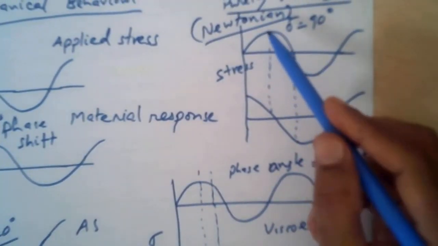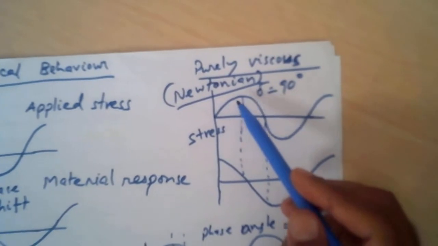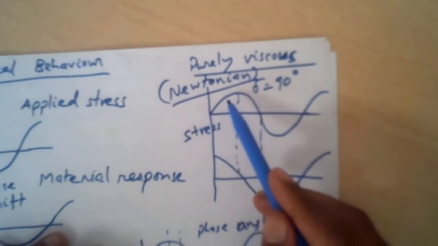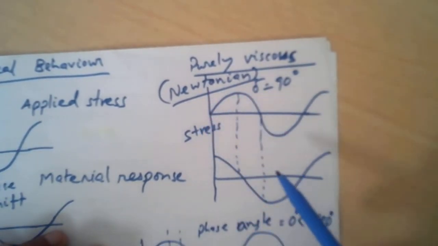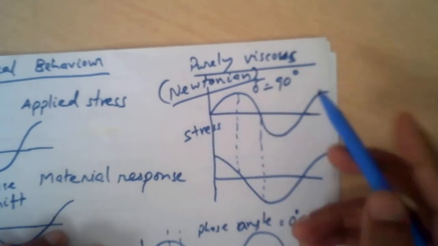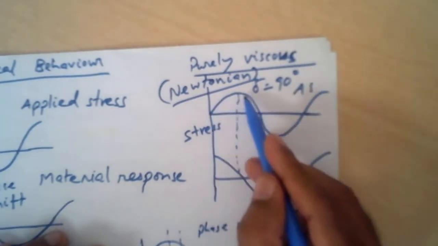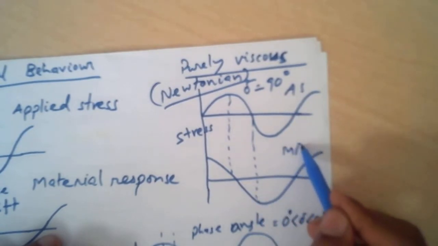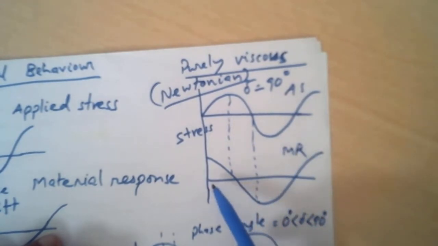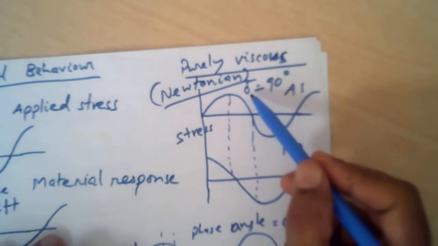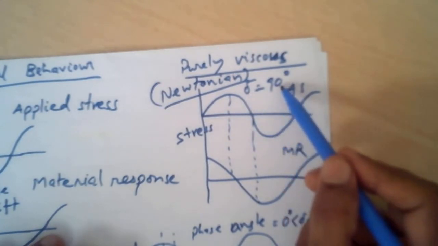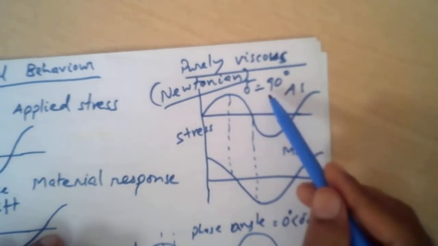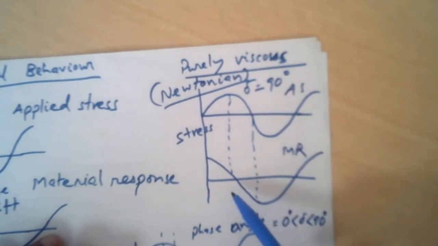In a similar manner, if you take a purely viscous material, a Newtonian fluid, for example. In this case, this is the applied stress, the top sinusoidal curve, and this is the material's response. Here, the phase shift or phase angle will be exactly 90 degree.